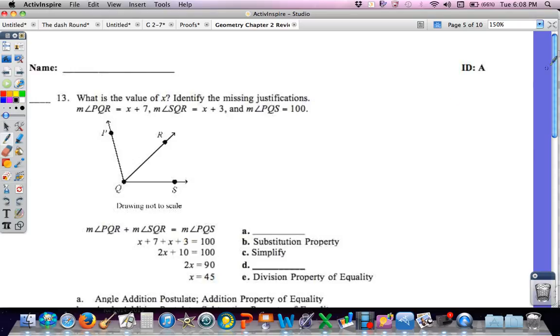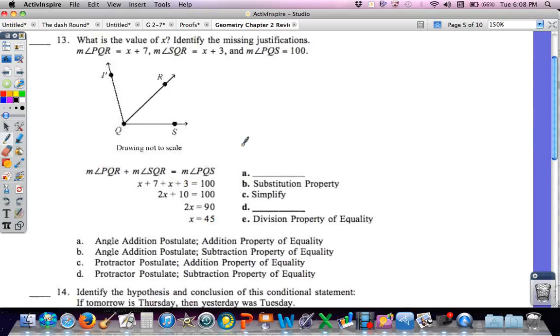For number 13, once again, we have to fill in these 2 properties. So the measure of angle PQR plus the measure of angle SQR is equal to PQS. Notice this is not really a proof, just justifying our steps. So when we put those together, that's definitely angle addition postulate. So either A or B. We're not using any protractor here.